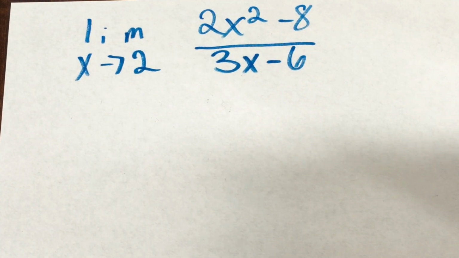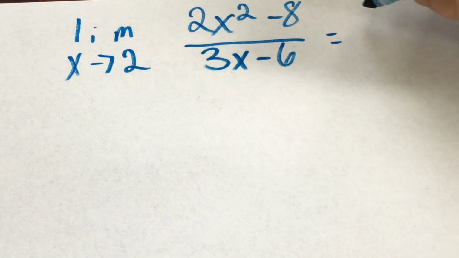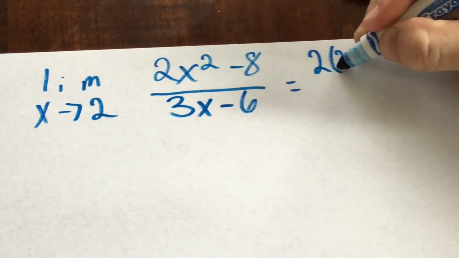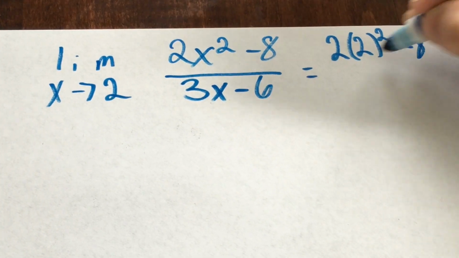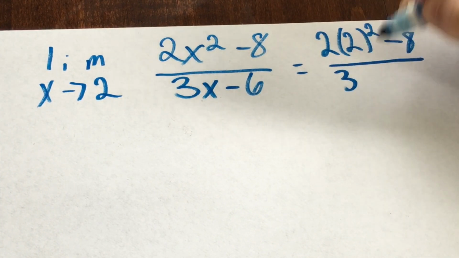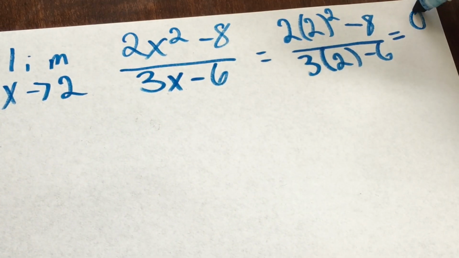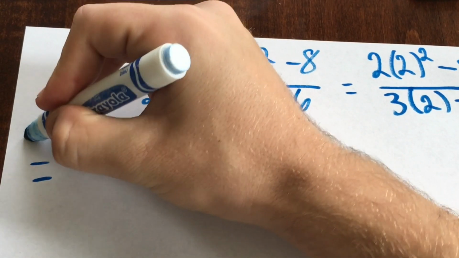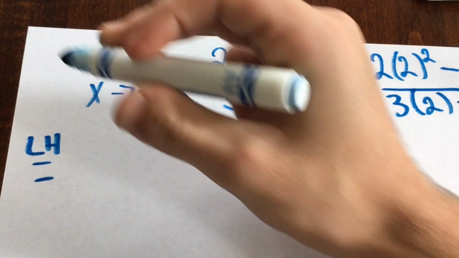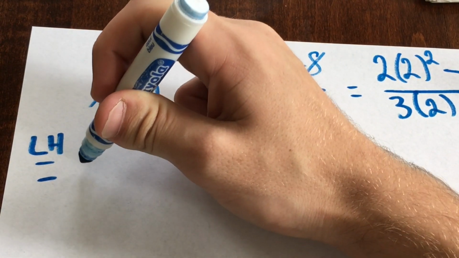Now we're going to be finding the limit of 2x squared minus 8 over 3x minus 6 as x approaches 2. The first thing I want to do is plug in 2 where x is. That's going to give you 2 times 2 squared minus 8, over 3 times 2 minus 6, and that's going to give you 0 over 0. So now we're going to use L'Hopital's rule to find the derivative of the top and the bottom as x approaches 2.